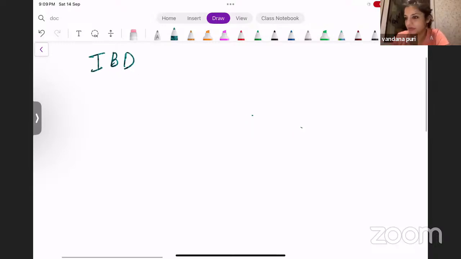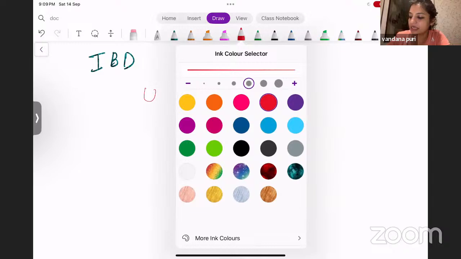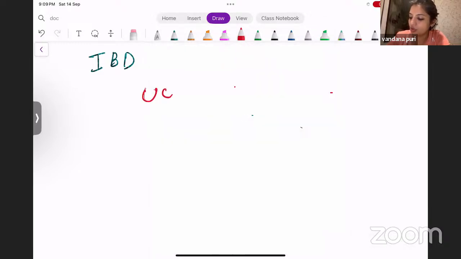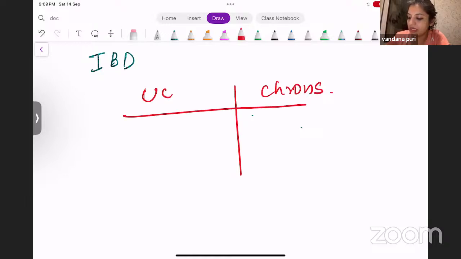So today's topic is very simple. This is one of the questions that come to you in your exam. You have to differentiate between ulcerative colitis and Crohn's disease. Please remember, everybody, that these are ulcero-inflammatory lesions of the intestine. What do you understand by these terms?